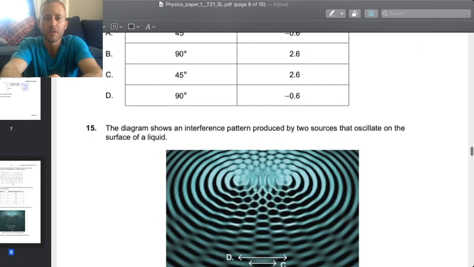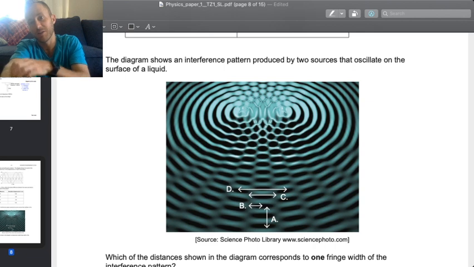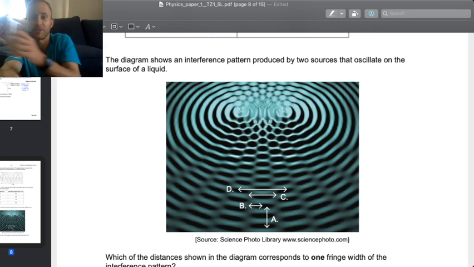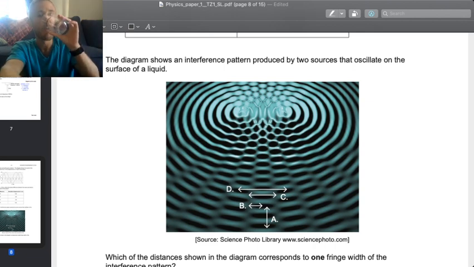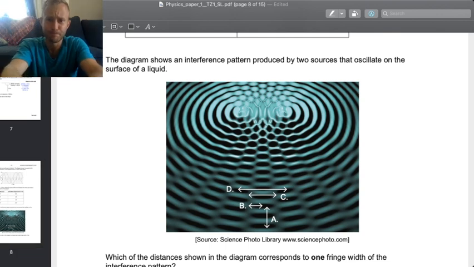Number 15. Whoa! Someone put a lot of work into that. I wonder, it's like 3D graphics. Holy cow, that's exciting. I'm getting dizzy looking at this.